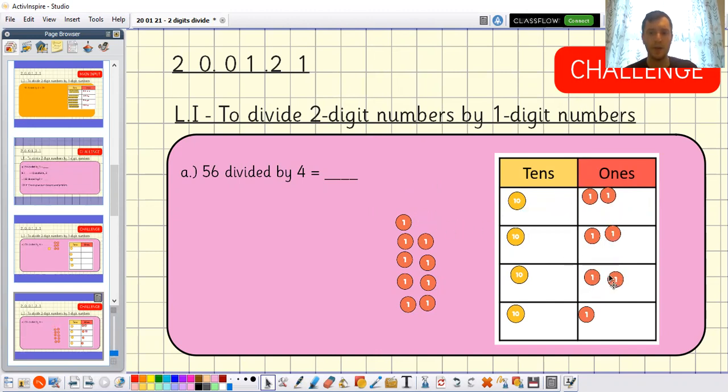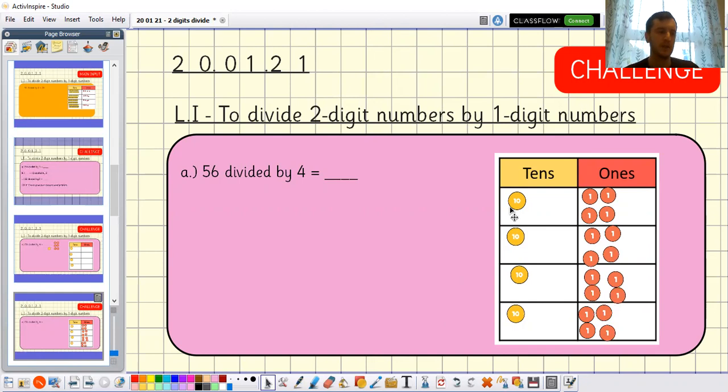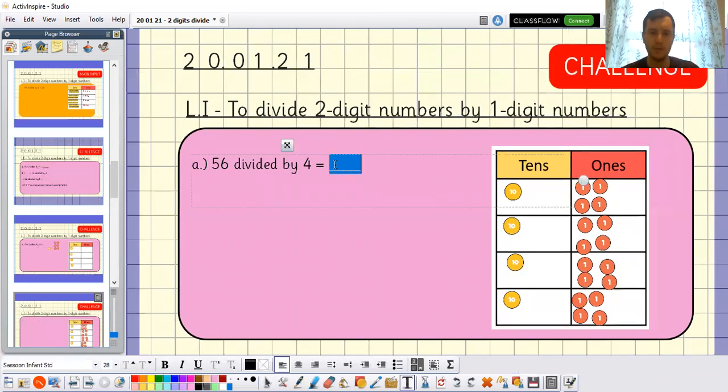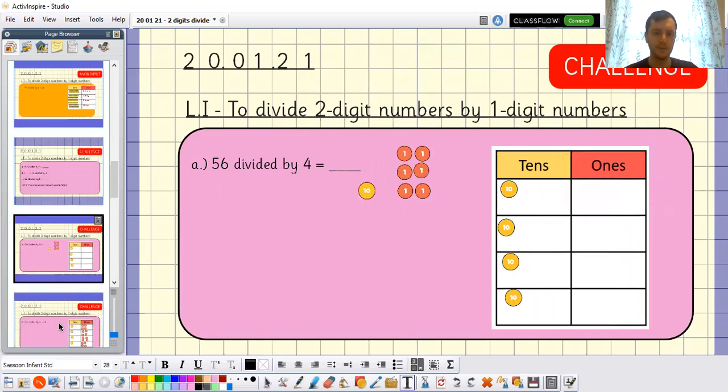I'm on my second round of ones already. There's 2 ones in each box. 1, 2, 3. 3 ones in each box. And lastly, 4 ones in each box. And now we can spot our answer. We have 1 10 and 4 ones, which is equal to 14. So 56 divided by 4 is 14.